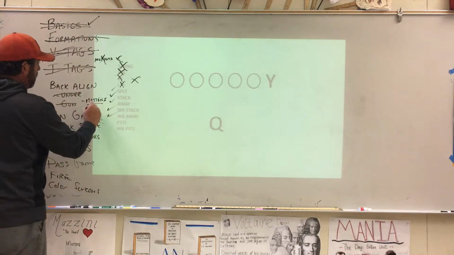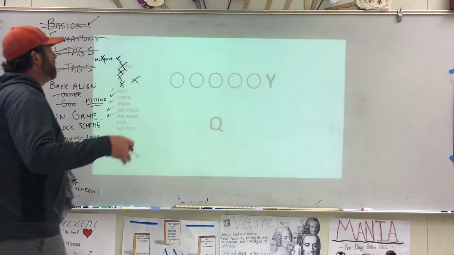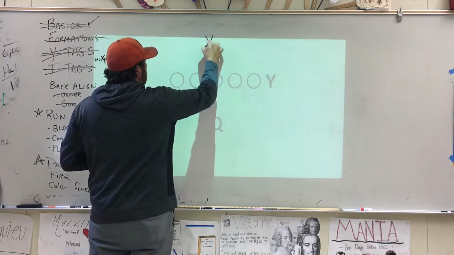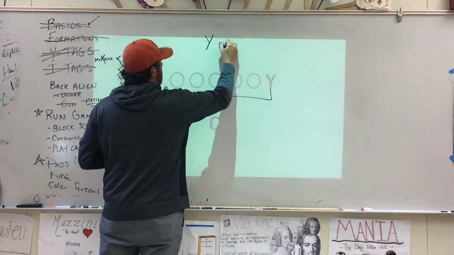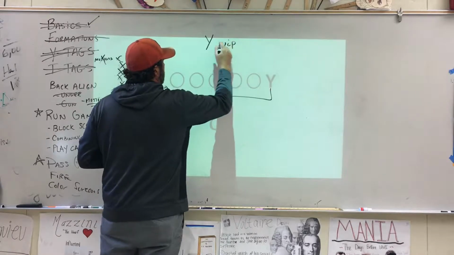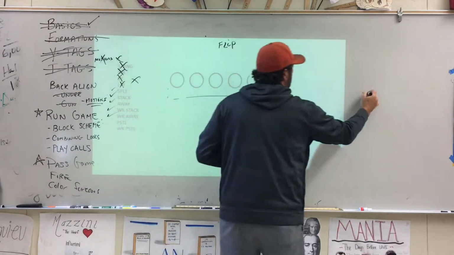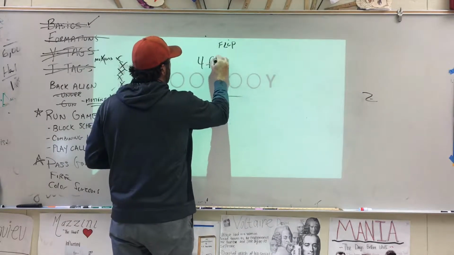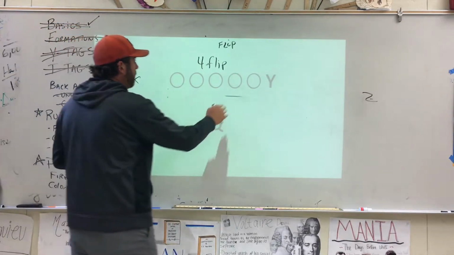let's talk motions real quick. Let's start with the Y. If you want to move the Y from here to here, that is called flip. All right, that's called flip. So in this situation, let's put the Z out here. This would be a formation 4 flip. All right. Now let me be specific about this.